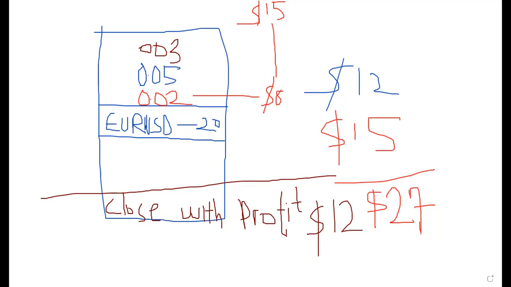The next one I will look into is trailing stop. What's trailing stop? Trailing stop is when you have made a certain profit in the forex market on your chart, and then you lock part of the profit. Let me show you.